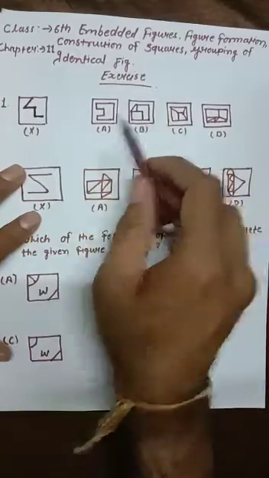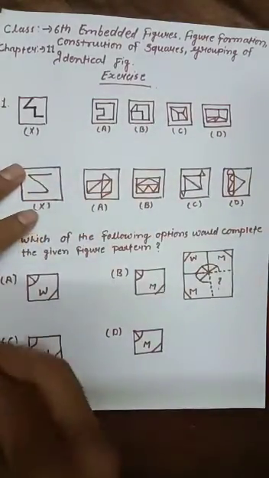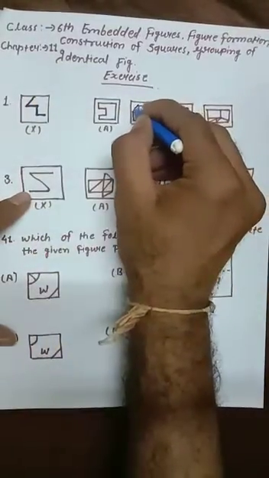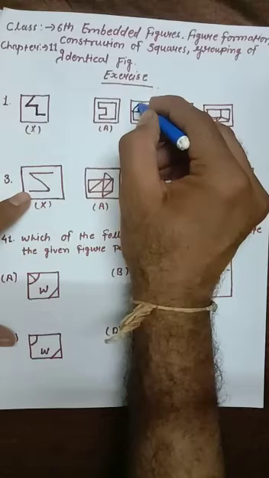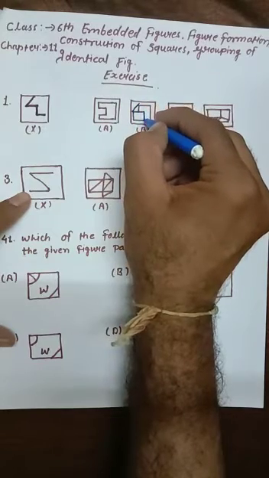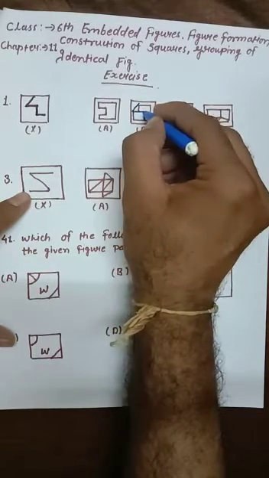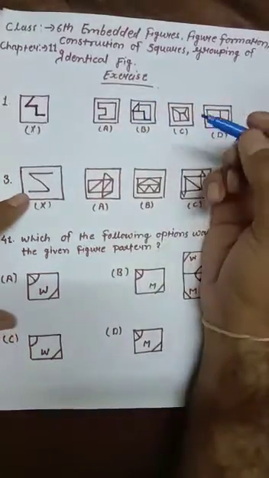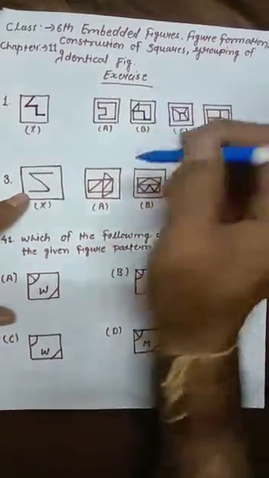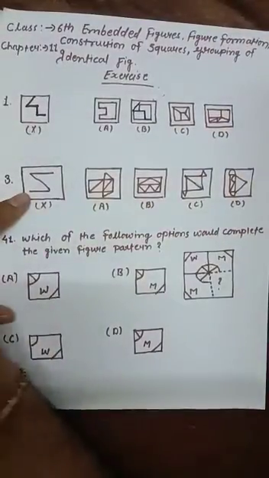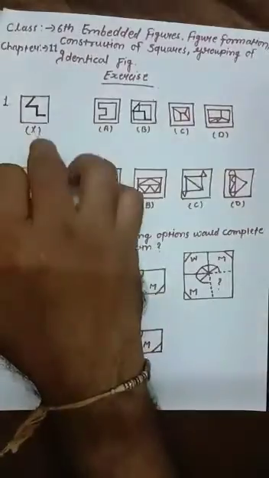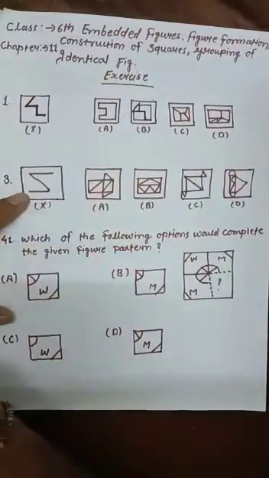But if you look at option B, this kind of figure is available in the part of B. See, this is the embedded part of the figure. So our answer will be B. It is quite an easy exercise because we just have to extract the embedded part and see in which figure it is available.